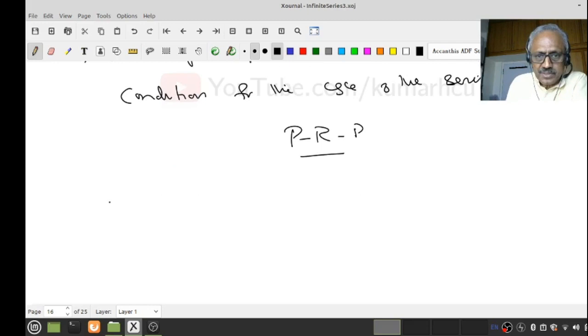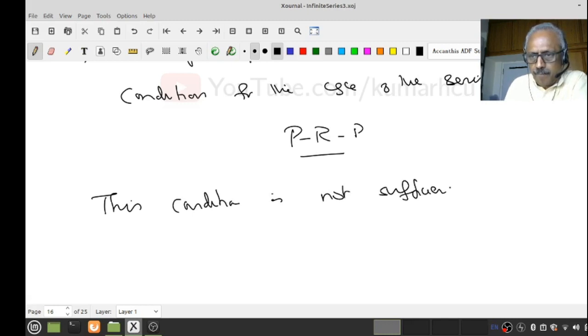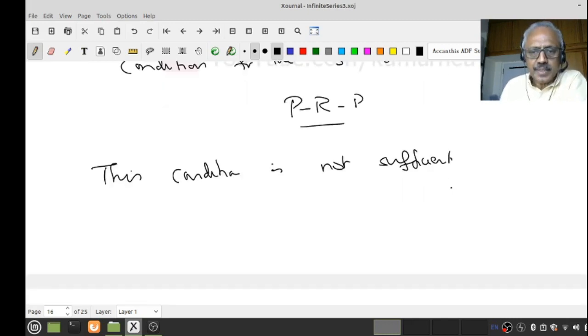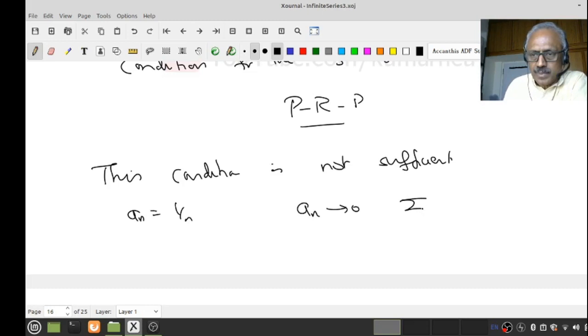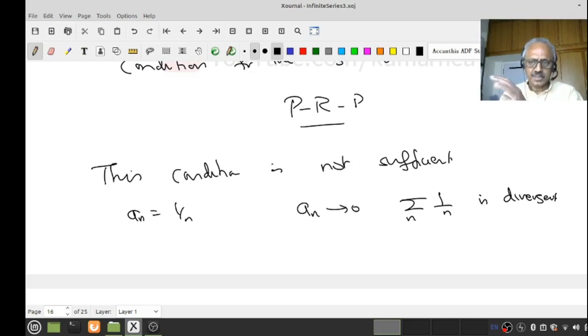But this condition is not sufficient. This also we know. How do I know that? Because if I take a_n equal to 1 by n, then I know the sequence a_n goes to 0, but the associated infinite series, that's the harmonic series, is divergent. Therefore we know the condition is not sufficient. Is that all right? Okay.